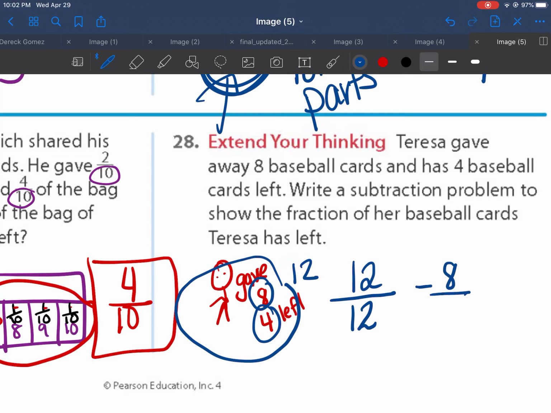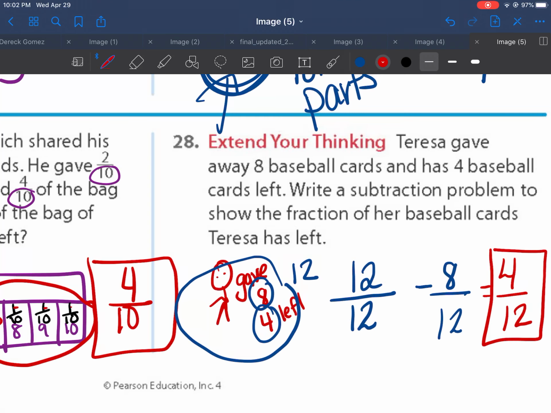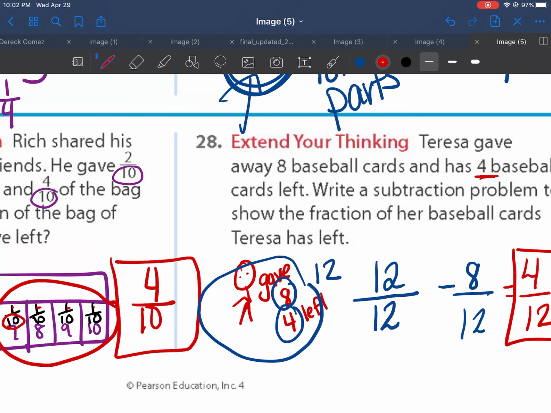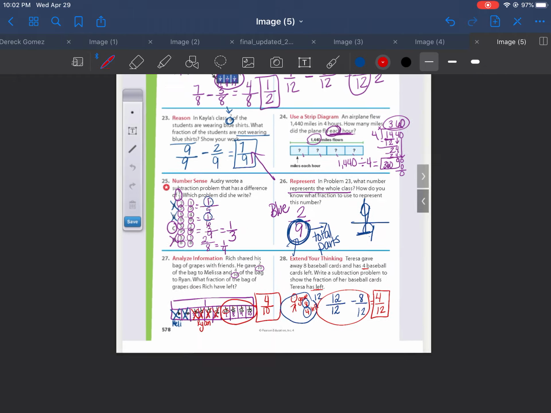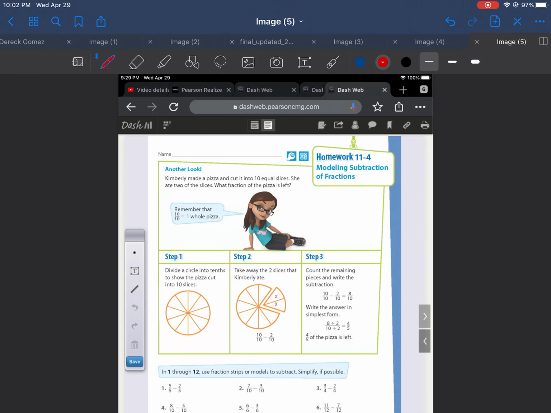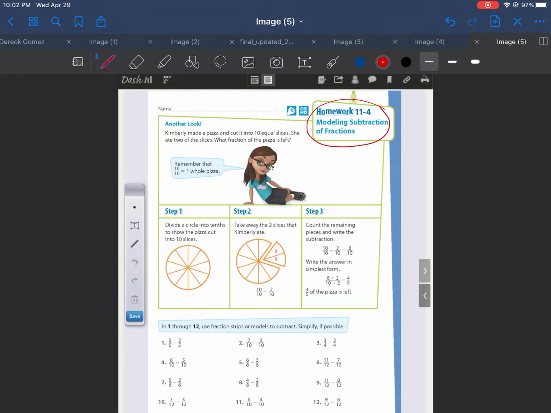So she had 12 cards in all. I'm going to take away the 8 cards that she gave away. How many are left? Denominator stays the same. 12 minus 8 is 4. You notice that my fraction is 4. That is the amount that she had left. But they wanted to see this part, the work.